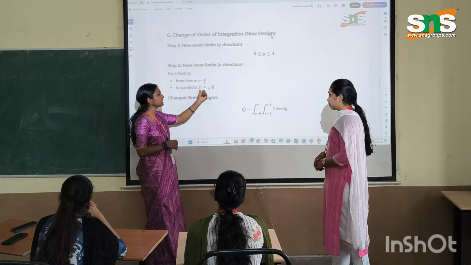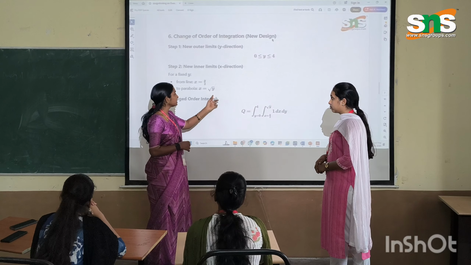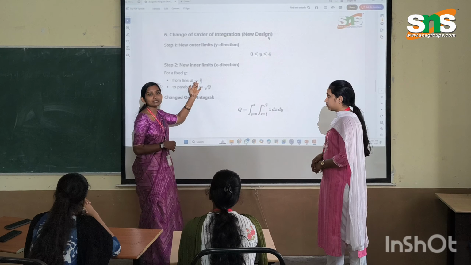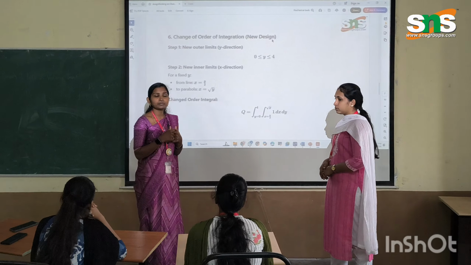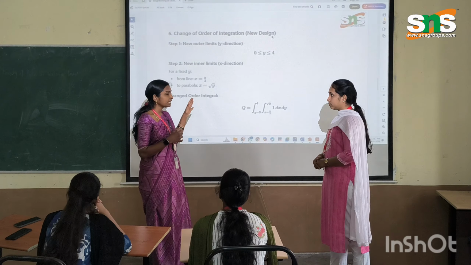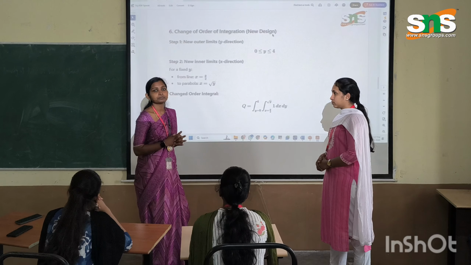But what about the other limit? What is x? x is becoming the variable limit, so root y to y by 2. This is nothing but a parabola. This is nothing but a line. So this is what we are in need of. We just interpret it without using difficult calculations of integration. We just need this, and this is what we are in for in reducing change of order of integration.